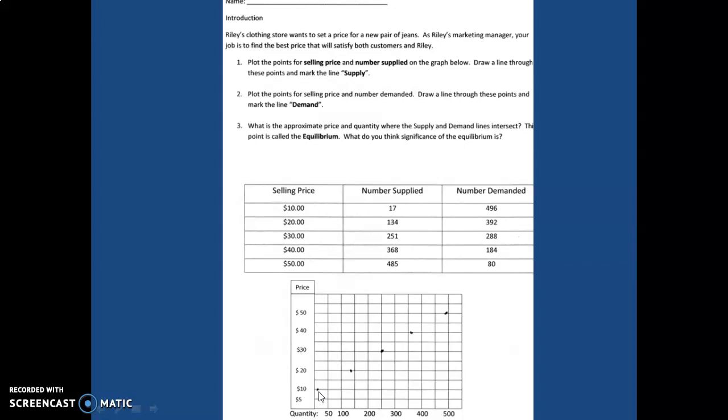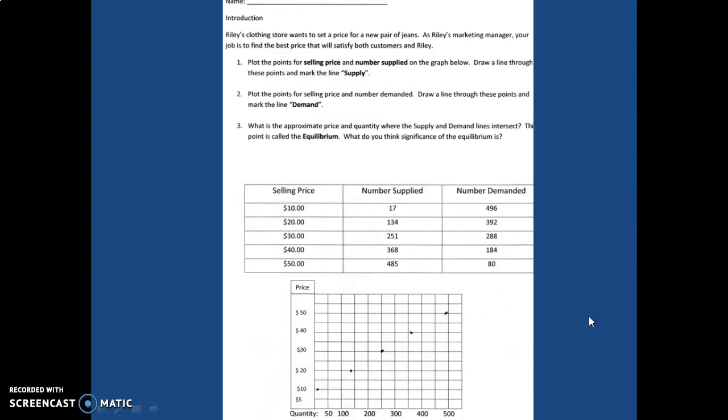And I continue to plot appropriately until I get up here where Riley is willing to supply way over here 496 pairs, almost 500 pairs of jeans at $50. So plot each of these pricing points. Again, you may have to estimate approximately where that dot would be because we don't have every single quantity specifically labeled.